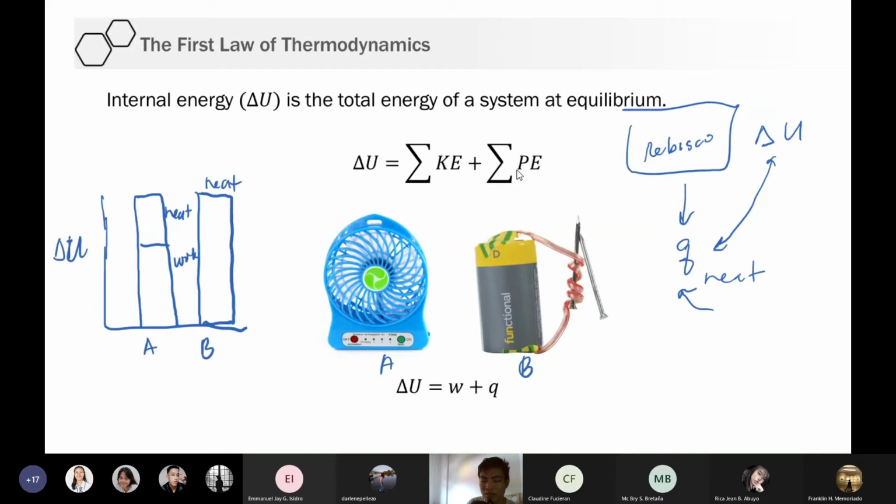without even using this. Kahit di mo na gamitin yung 1/2 mv squared, tas ito, mgh. Kahit di mo na gamitin yung mga formula na yon. Ang kailangan mo na lang gawin is ubusin yung laman niya. Okay? Either kainin mo yung pagkain, maglalabas yun ng heat, o kaya sunugin mo yung pagkain, maglalabas yun ng heat. Then you can solve for internal energy.